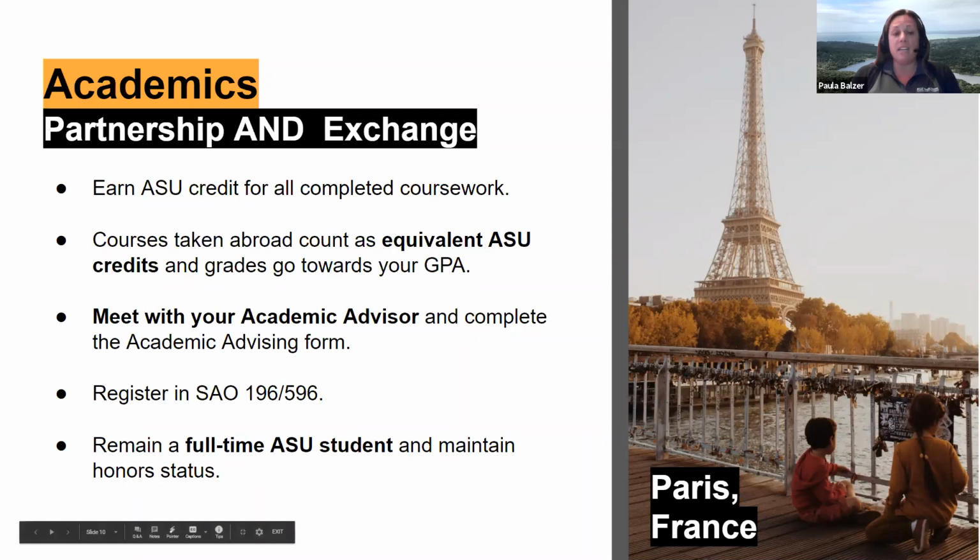You do remain as a full-time ASU student while you're going on these programs, and you can maintain your honors status as well. You're still considered a Barrett student, even if you're studying abroad somewhere other than ASU.